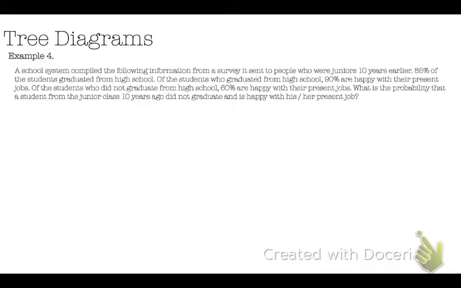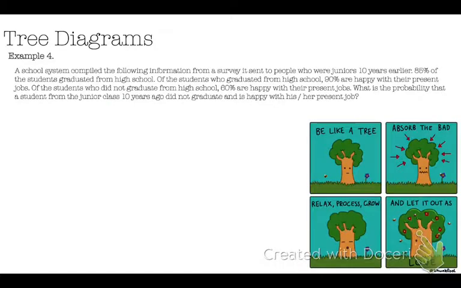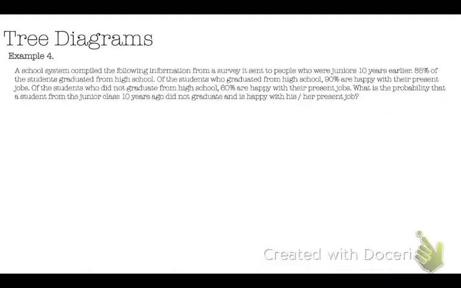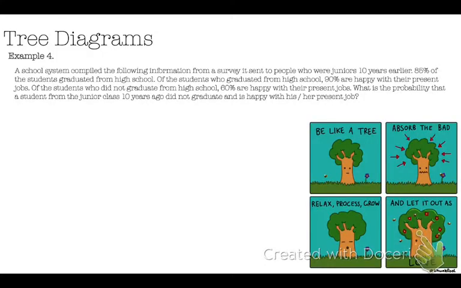Okay, this one. A school system compiled the following information from a survey it sent to people who were juniors 10 years earlier. 85% of the students graduated from high school. Of the students who graduated, 90% are happy with their present jobs. And of the students who did not graduate, 60% are happy with their present jobs. We want to know the probability that a student from the junior class 10 years ago did not graduate and is happy with his or her present job.